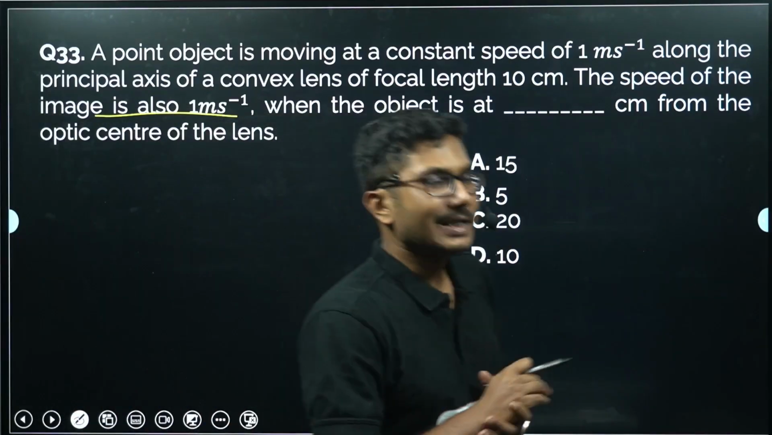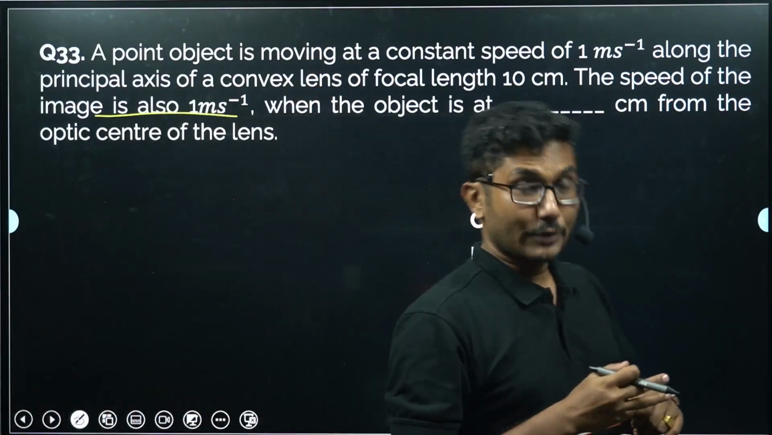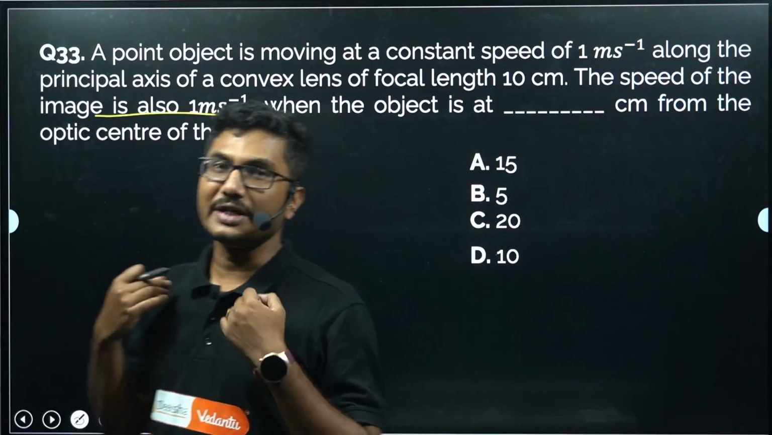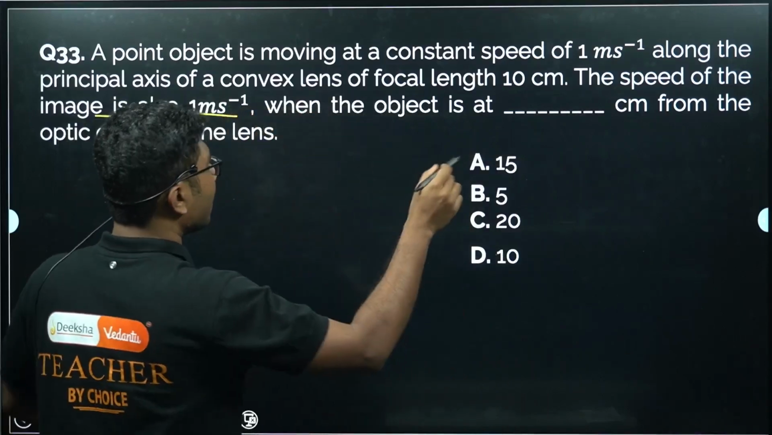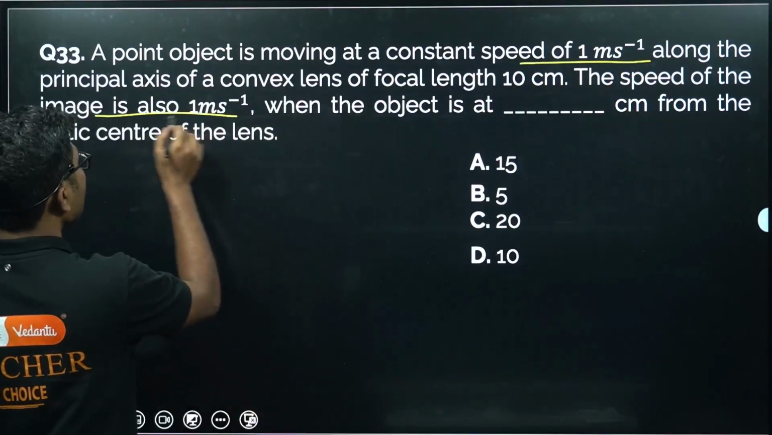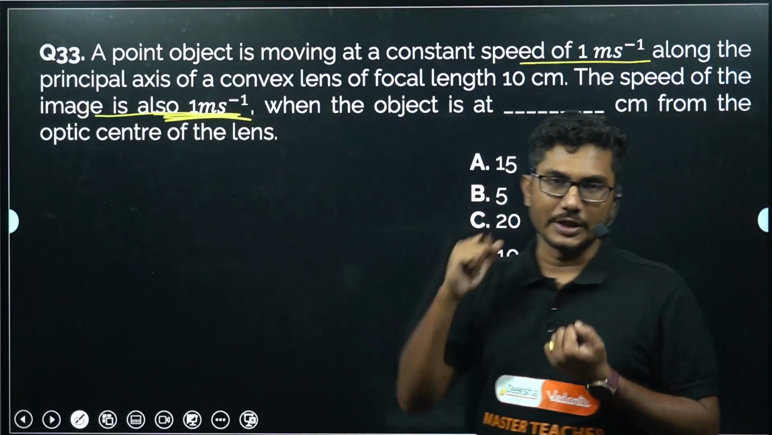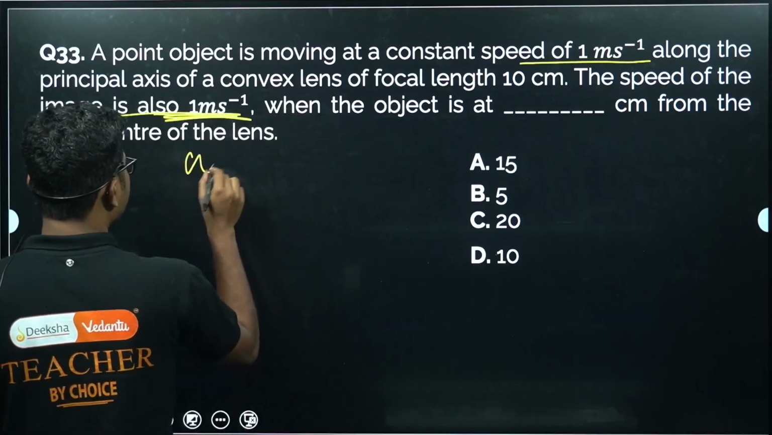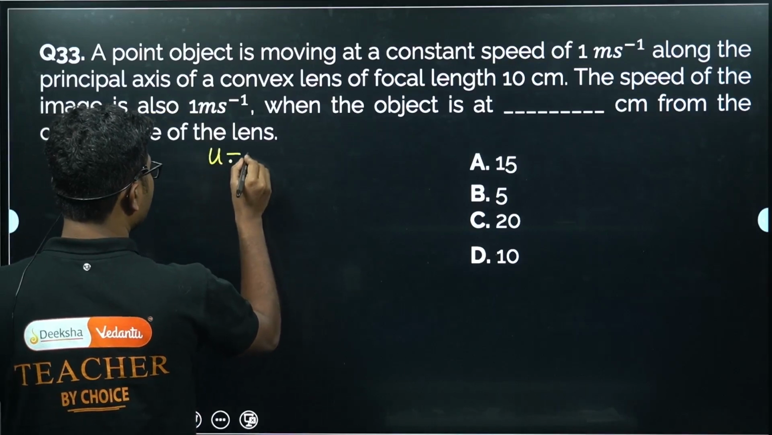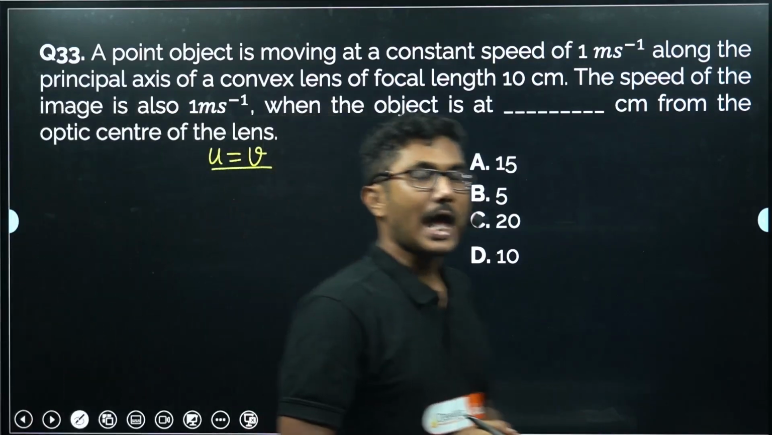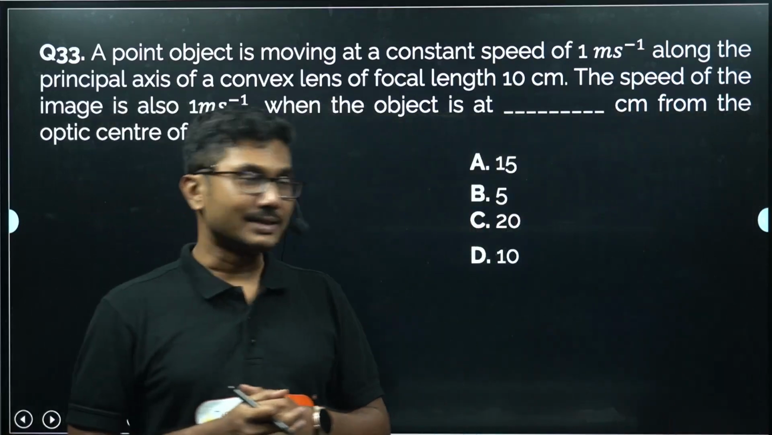Now, very interesting question. You can solve it mathematically, but this question can be solved easily without using any mathematics, only knowing that the speed of object and speed of image are equal only when u is equal to v, that is, object distance equals v. This happens only when the object is located at 2f from the lens, right.